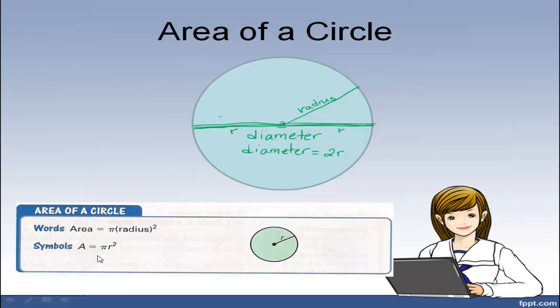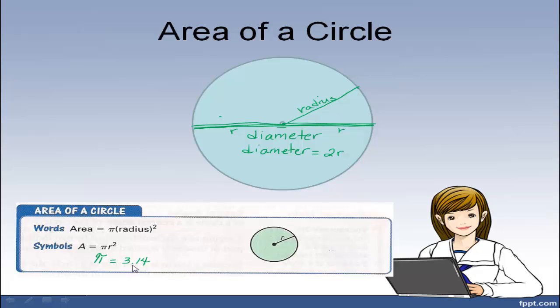Pi r squared. Pi is an irrational number, which we approximate by 3.14, but the truth is that this decimal number is very, very long. It never stops. It never repeats itself. It's a non-repeating, non-stopping decimal. That's why it's an irrational number. And we abbreviate it using the symbol pi, and 3.14 is the approximation we use for it. Some calculators will have a pi button, and if you do, then do use that because that gives you a more precise value for pi.